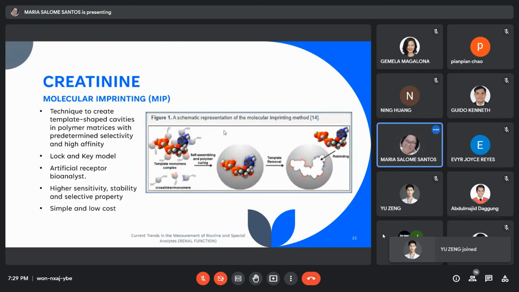Next is molecular imprinting. So molecular imprinting is a technique to create template-shaped cavities in polymer matrices with predetermined selectivity and high affinity. This technique is based on the system used by enzyme and substrate recognition called the lock and key model. This technique also acts as an artificial receptor bioanalyst. This method mainly relies on the molecular identification reaction that occurs in the surrounding of the target molecule called the template.